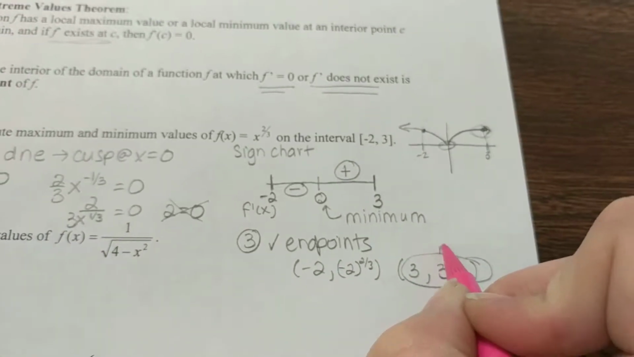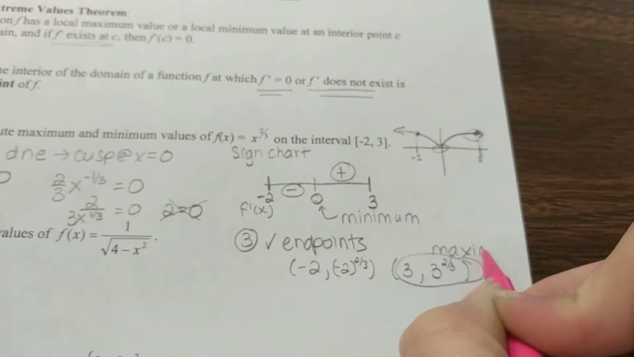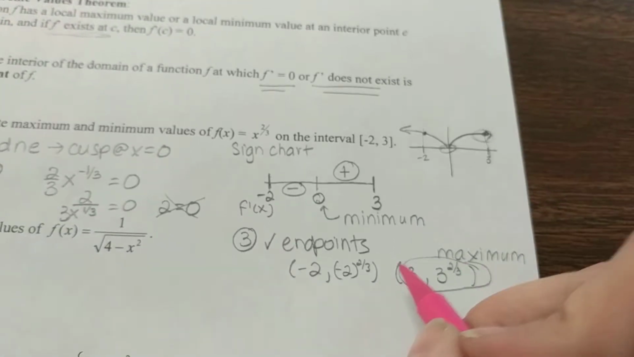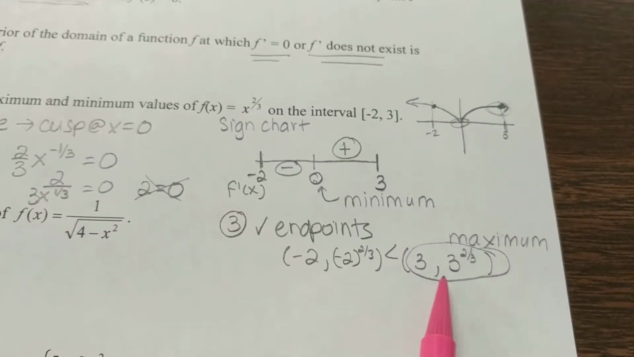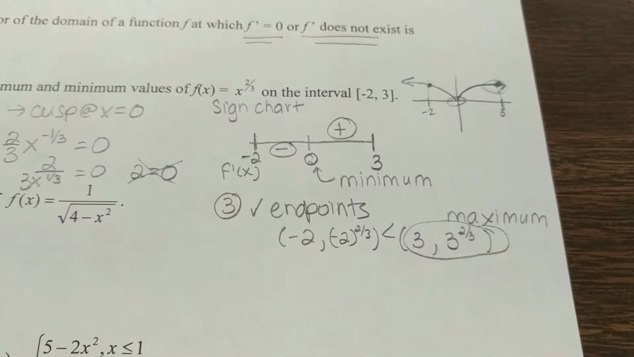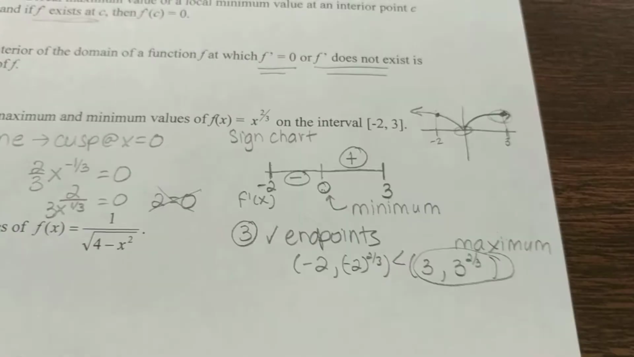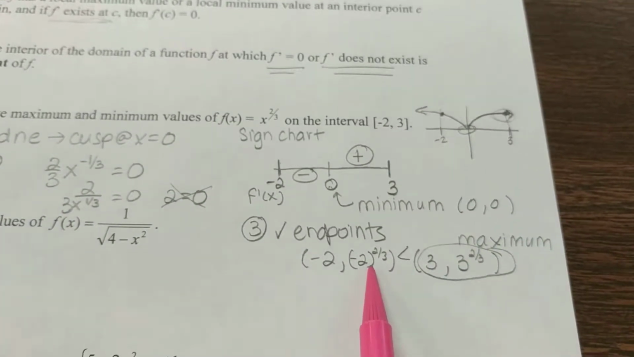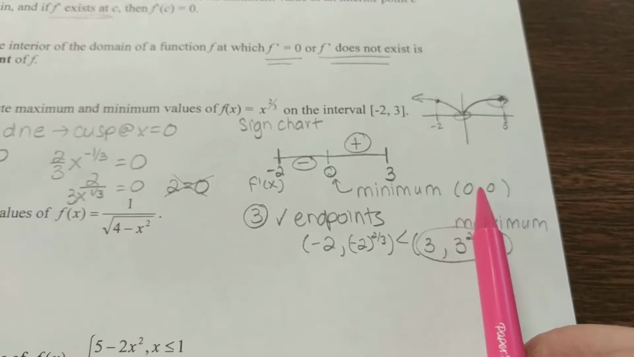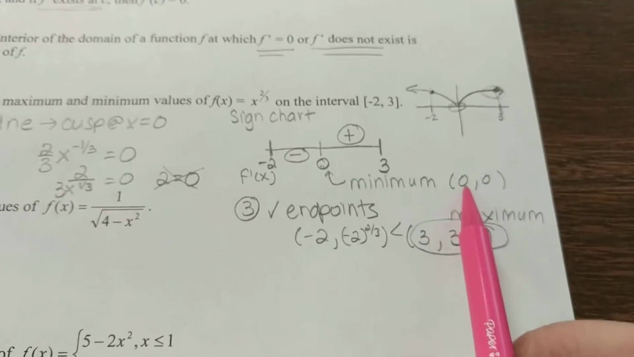So this one is my maximum. I'll even put a less than symbol in here. This one is smaller than this one. This is my maximum value. My ordered pair at 0 was 0, 0. This number is even bigger than this one, so this is for sure my global minimum.